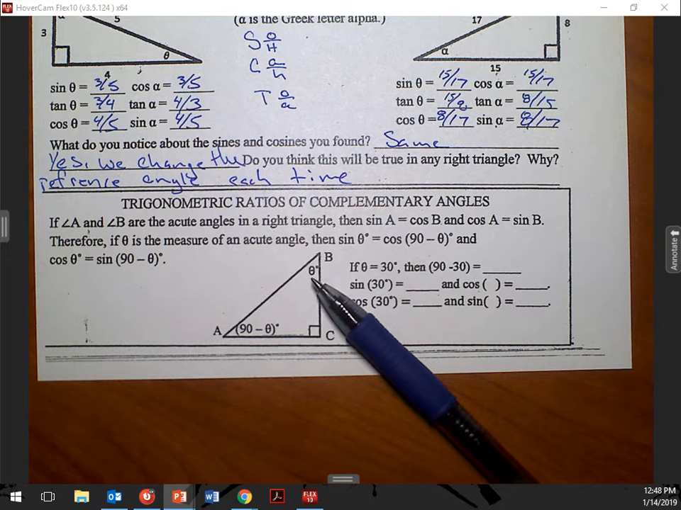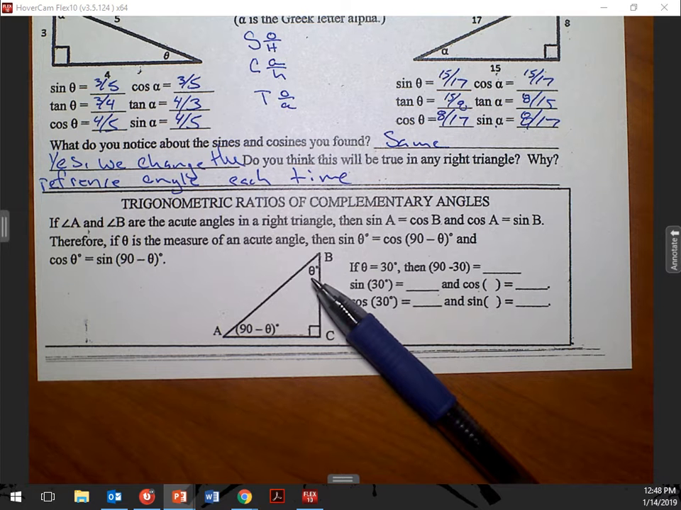If I tell you that one right there is going to be 50, what is the other one going to be? 40. Why 40? Because they both together add up to 90, right? If I tell you that B is 60, what does A have to be? 30, because they both have to add up to 90. Okay, very good.